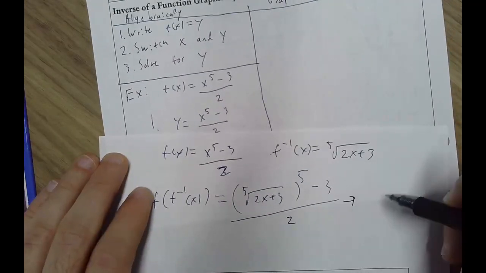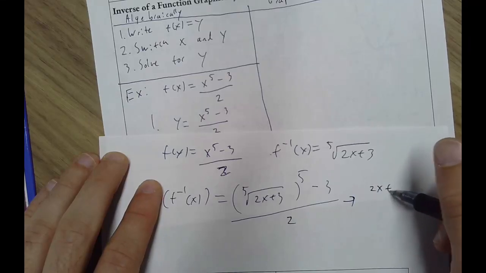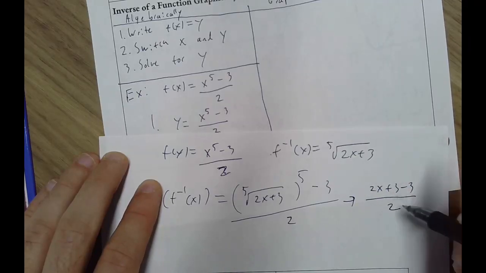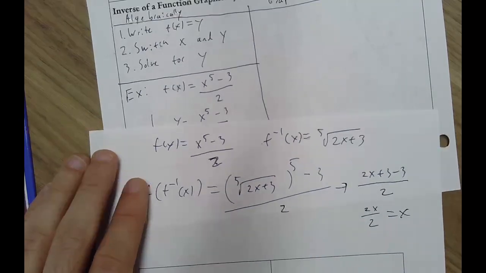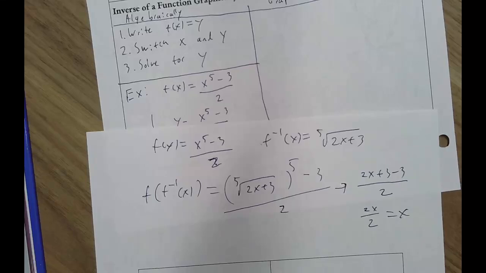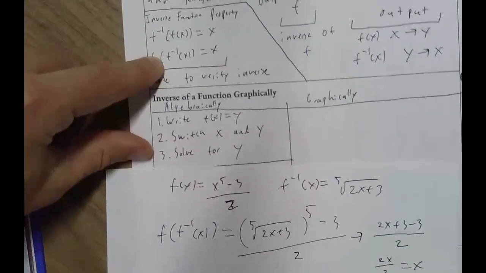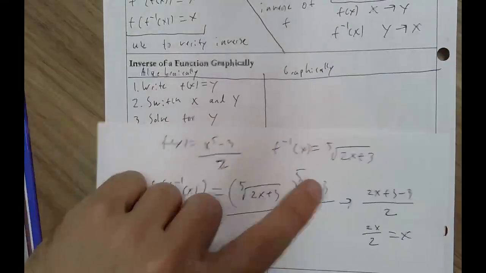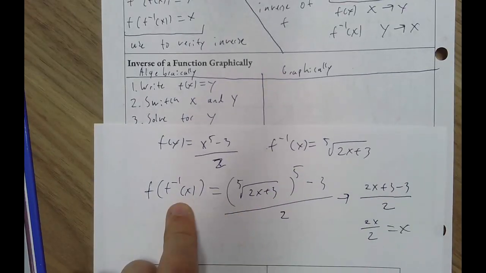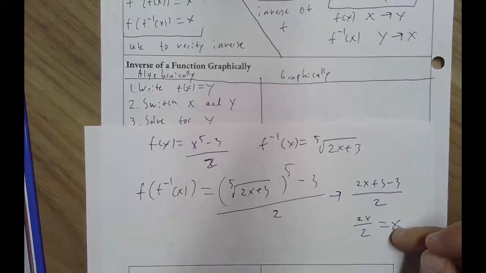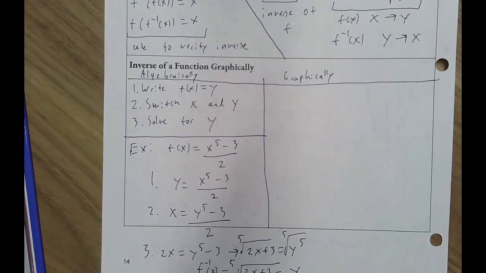That becomes just 2x plus 3 minus 3 over 2. That's just 2x over 2, which is just x. So that's an example of me using this property to verify that my inverse was correct. If you plug the inverse in for the input of the original function, you'll just get x. Okay, we're doing good. How about graphically?